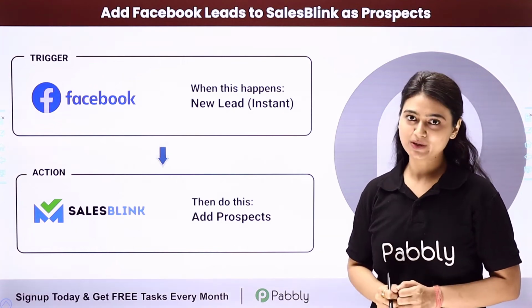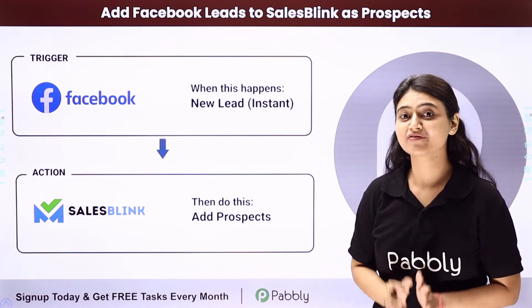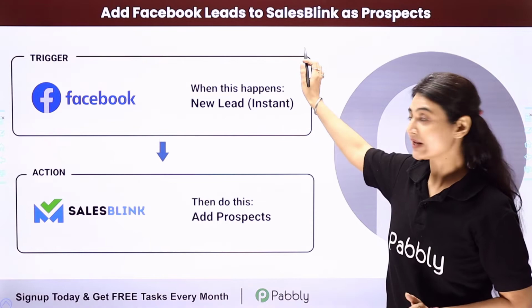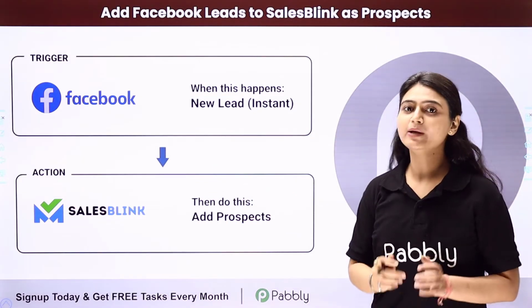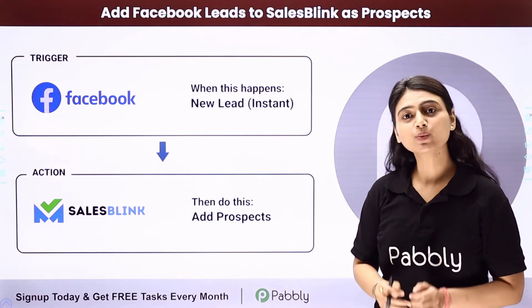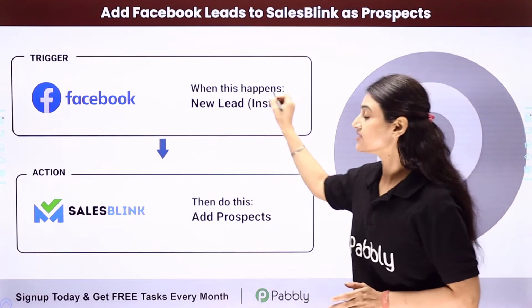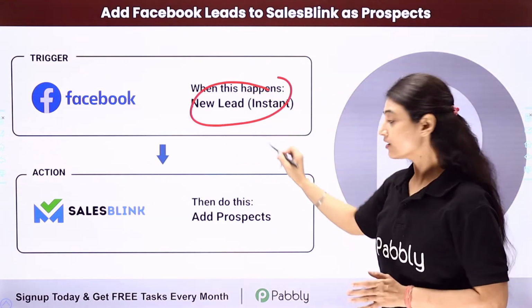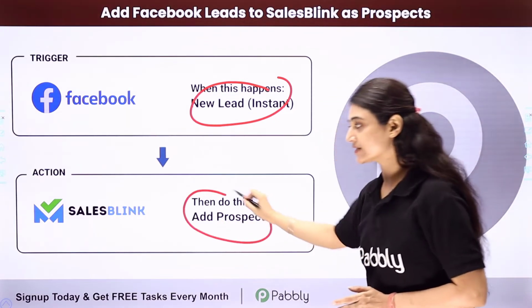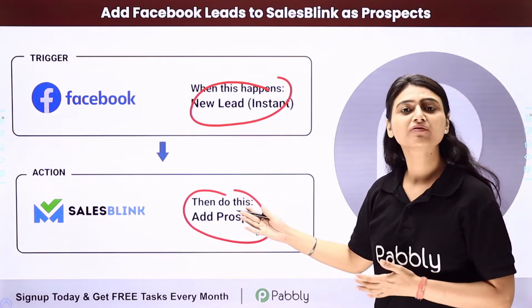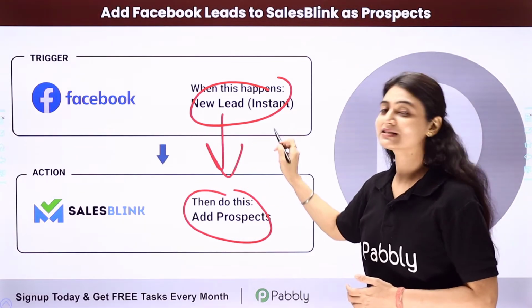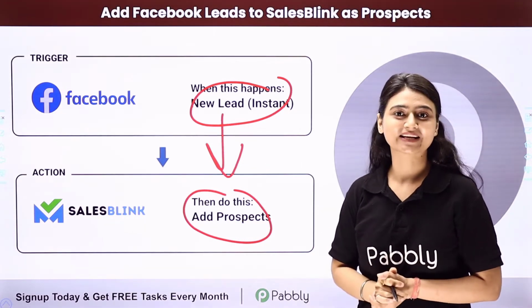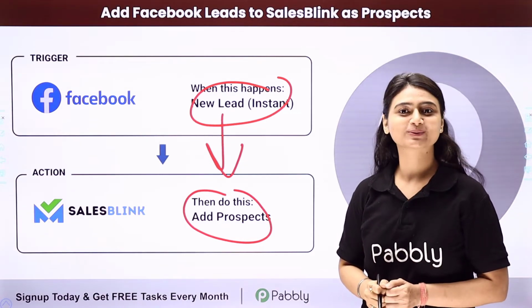In this video, we will learn how you can automatically add Facebook leads to SalesBlink as prospects. So let's say you use SalesBlink for email automation purposes. Now you want every time a new lead is generated via Facebook, it should be added as a prospect in SalesBlink so you can further use them for your marketing campaign. Now we are going to automate this entire process using Pabbly Connect. Let's take a look at how we do it.